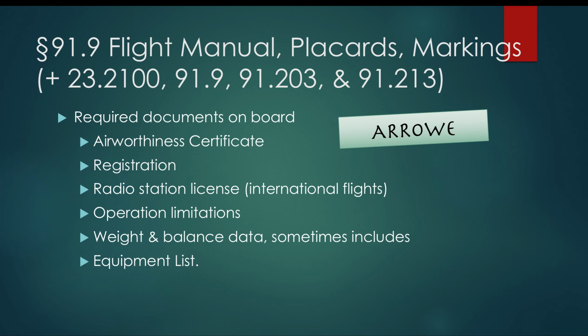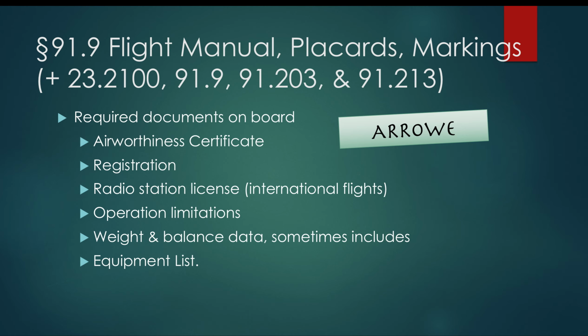Your airworthiness certificate. It's valid as long as the aircraft is maintained in an airworthy condition, so we'll have to check our inspections next. The registration expires after 3 years, and it wasn't always the case. They used to be good forever, so you kind of got to check that periodically. Your radio station license. It's only if you're going to operate an international flight. Operating limitations, which is either on the dash, in the POH, or any combination thereof.